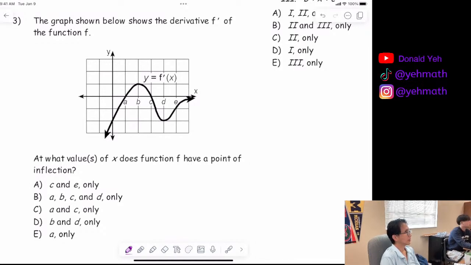If you look at the slope of this graph, this is f prime of x. So the slope of this would be f double prime of x. We're looking for when the slope is 0 and changing from positive to negative or negative to positive, which is at points B and D. How many people are confused about what you said? Raise your hand if you're confused.